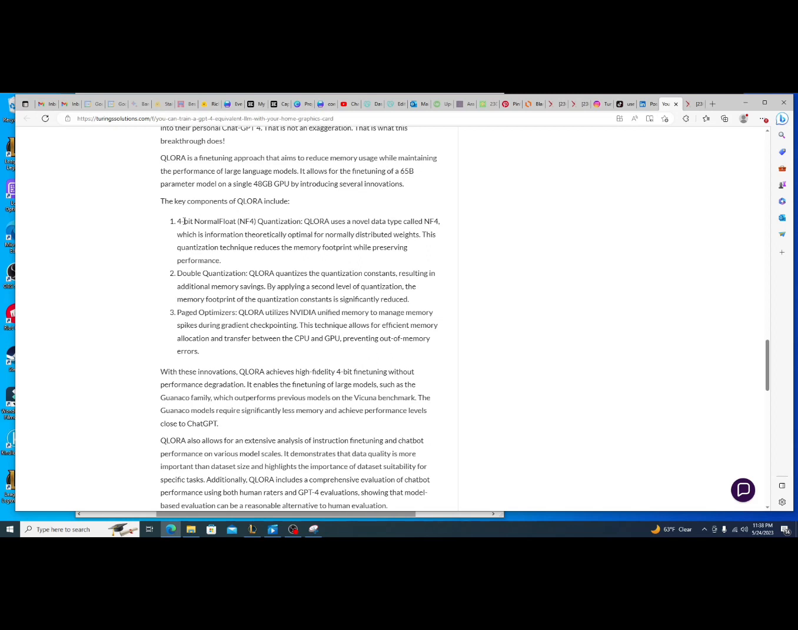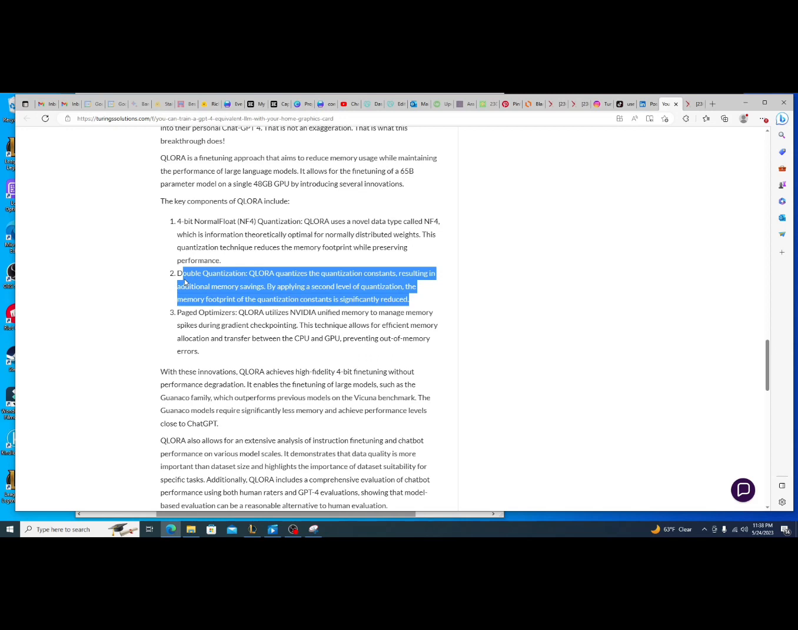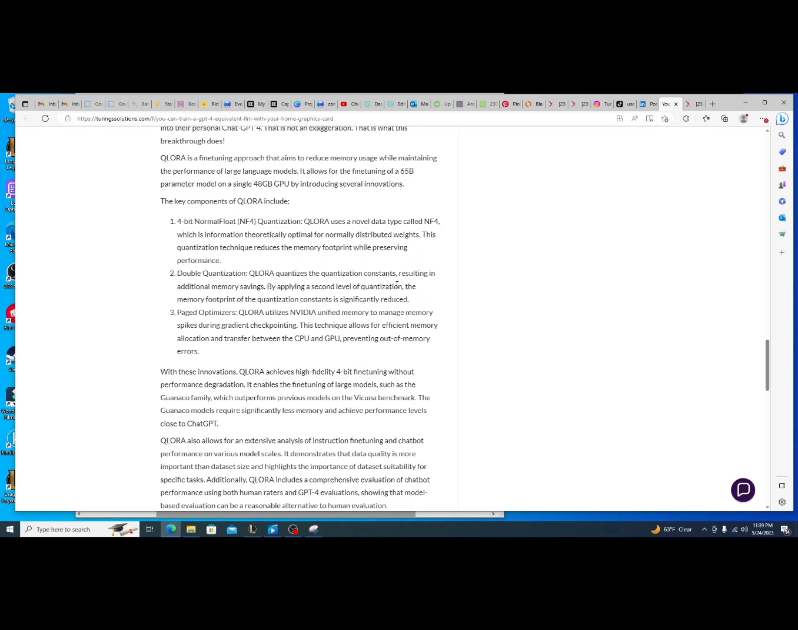The very first one is a quantization process, and what that does in this instance is reduce the memory footprint overall. So that's step number one. Step number two is where I think the magic happens. It's a double quantization process, where it takes that quantization and then quantizes the quantization, which is kind of hard for me to wrap my head around, but that's literally what it does.